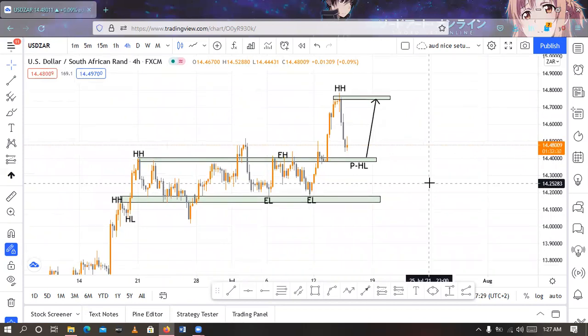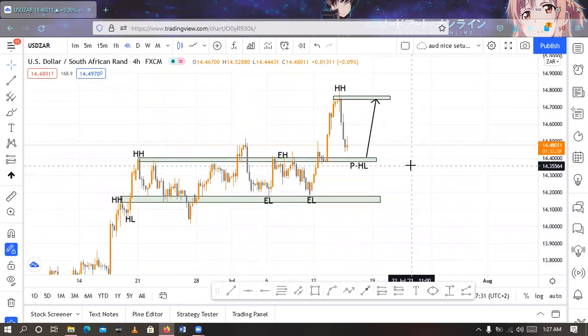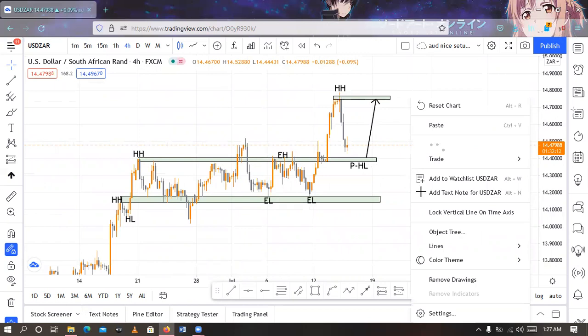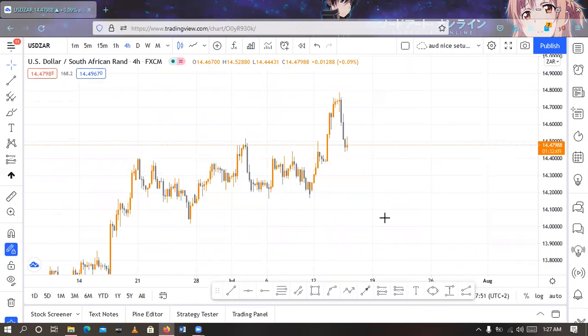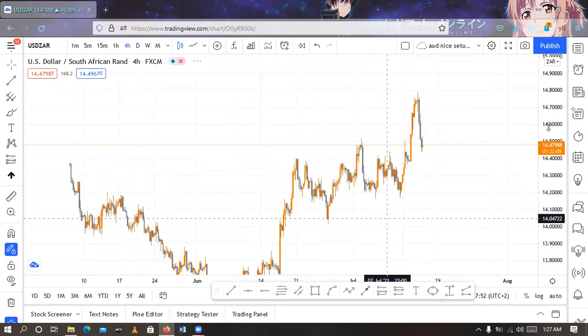Now I'm just going to remove all the previous drawings that you see here, and then I will be explaining them step by step up until we get to the point where you can have a possible entry in USDZAR, right? Now let's clear this out so that we get a clear picture of what is happening here.